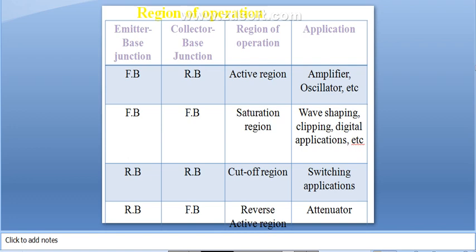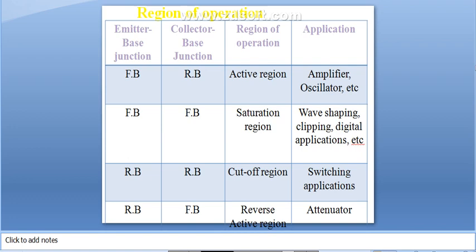The third one is, the 2 junctions are reverse biased. The emitter base junction is reverse biased and the collector base junction is reverse biased. Then the transistor is operated in the cutoff region. The applications of this cutoff region are switching applications.